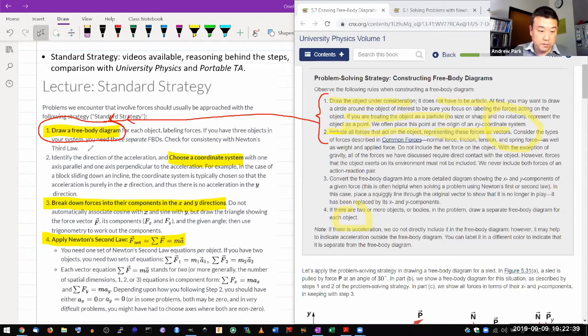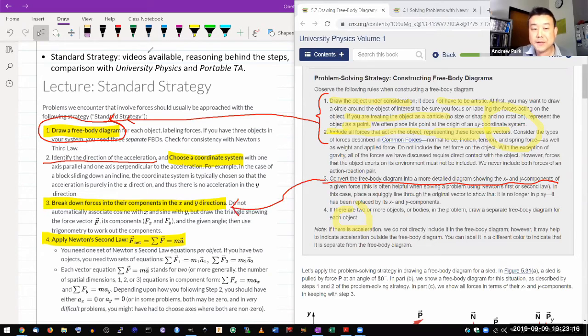And what we give you as step number two, choosing a coordinate system, it might look like in your textbook there's no step number two. This is something that we are kind of pulling out from a step that is given in the textbook. The textbook says, convert the free body diagram into a more detailed diagram showing the X and Y components, which corresponds to our step number three, break down forces into their components.